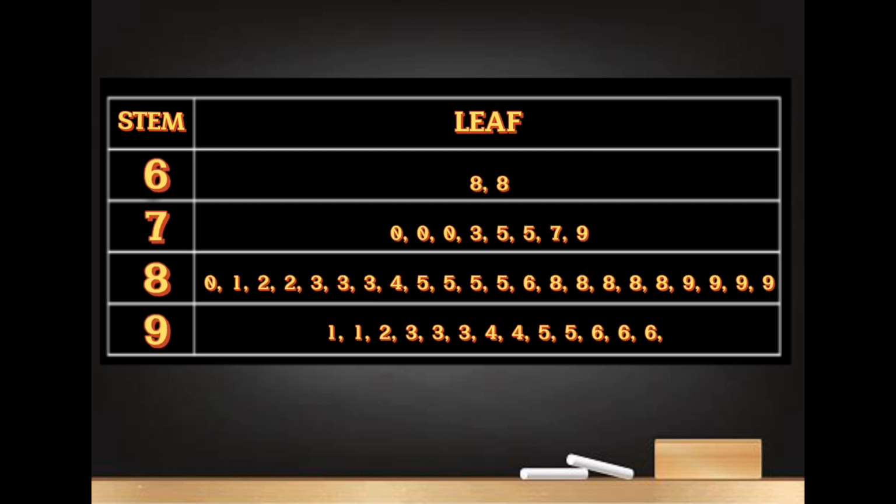For example, from the table, the stem is 6 while the leaf is 8. Therefore, the number is 68. Same with the stem 7 and leaf 0, the number is 70, and so on. After making the stem and leaf plot, we will now proceed to create a frequency distribution table, using the range, class size, and class interval.